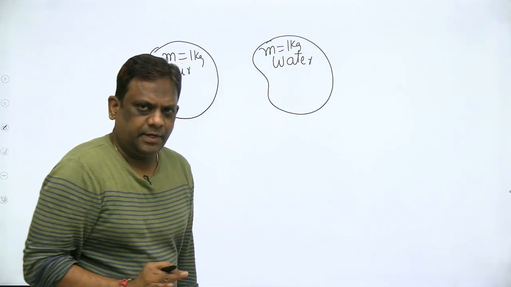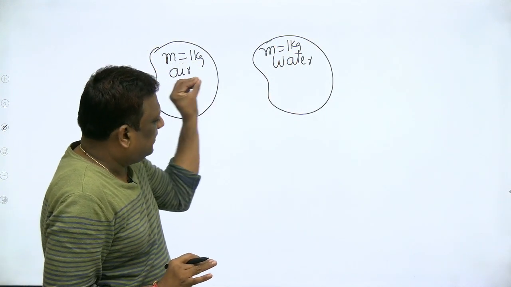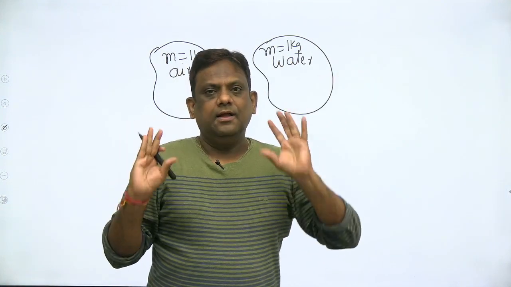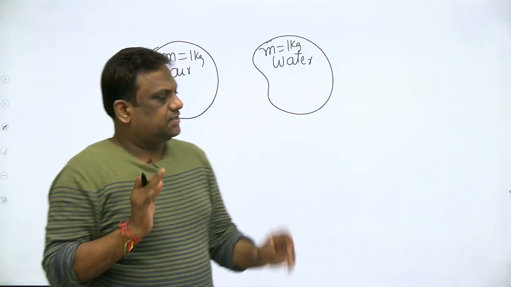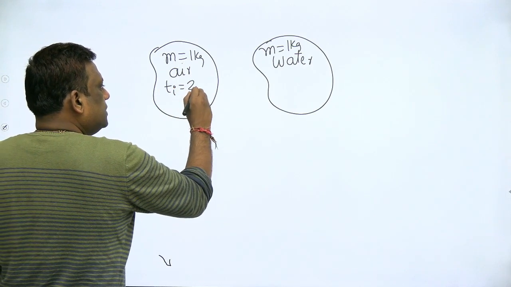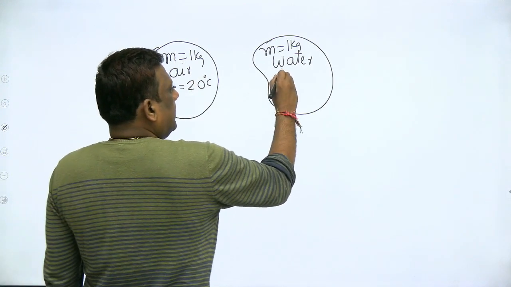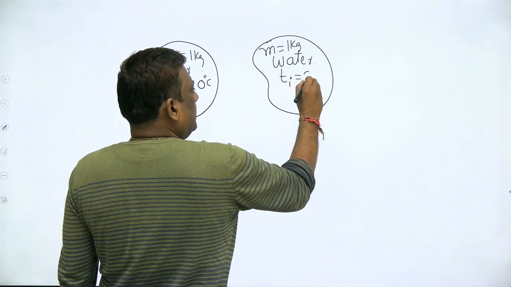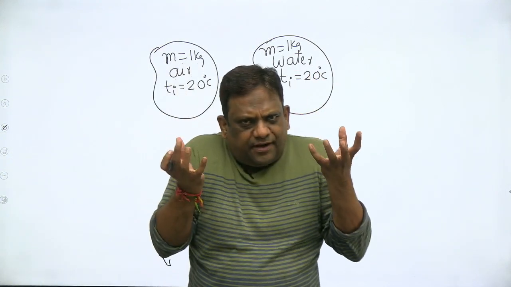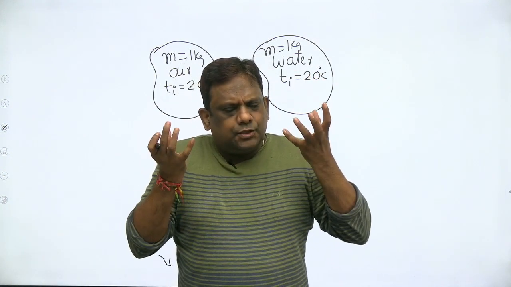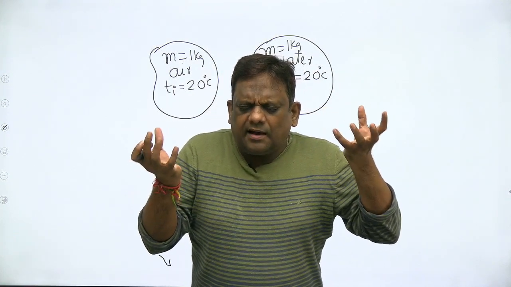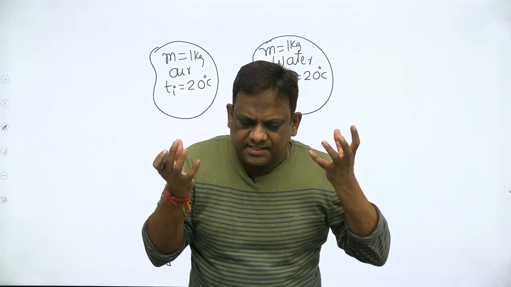Please note down, my dear students, we have taken different substances: air and water. Let the initial temperature be 20 degrees centigrade. I have taken two different containers. In one case, I took 1 kg air. In the other case, I took 1 kg water. Both are initially at the same temperature of 20 degrees centigrade.